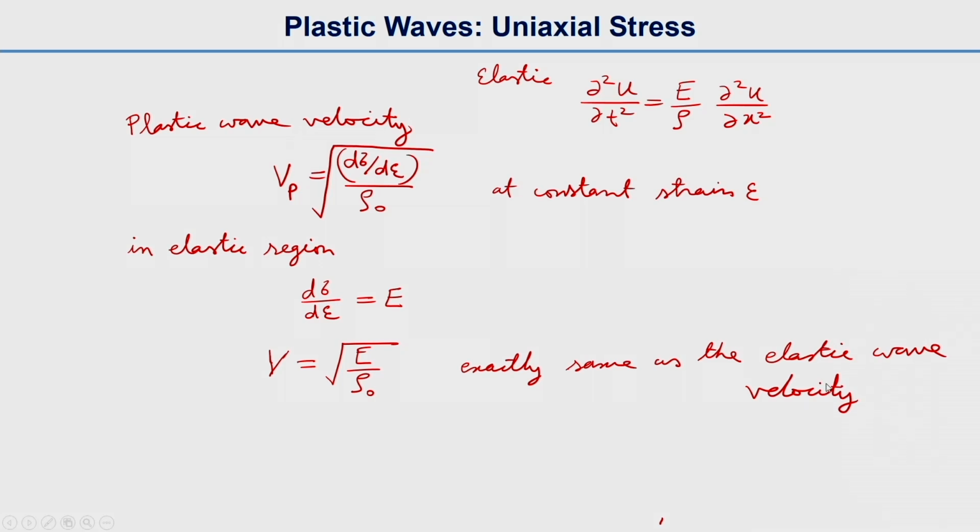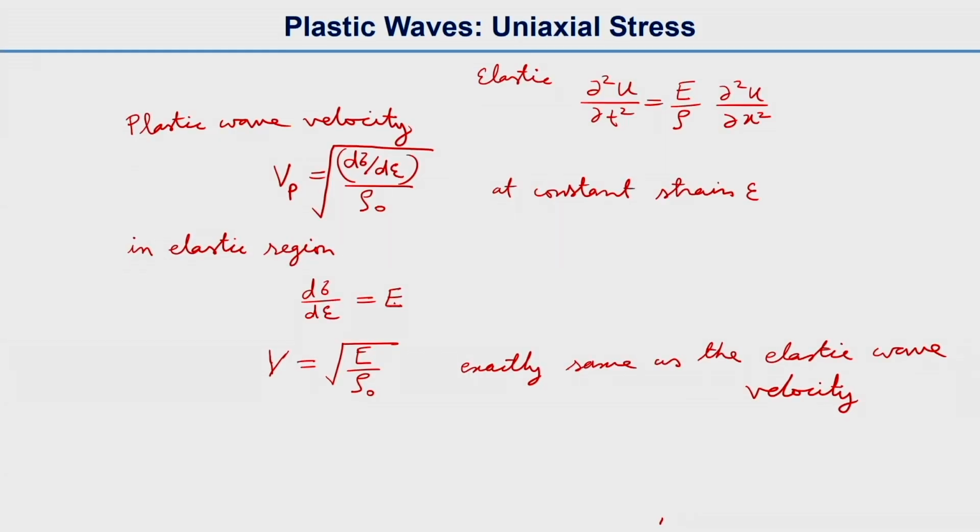So what we are showing here is, if you take the plastic wave velocity and substitute d sigma by d epsilon, which is the slope in the plastic region of the stress strain curve, knowing that in the elastic region the slope of the curve is E, Young's modulus, then after substituting we get E by rho naught, which is exactly the same as what we got earlier for elastic wave propagation. By the way, this elastic wave propagation is for a finite body.